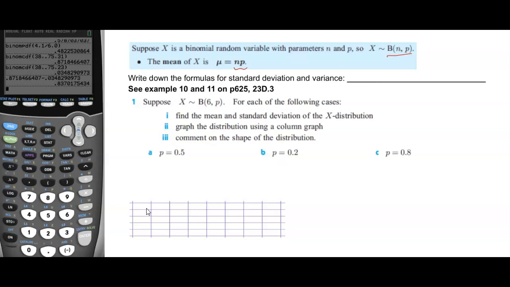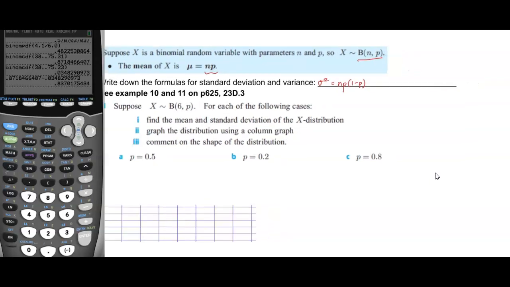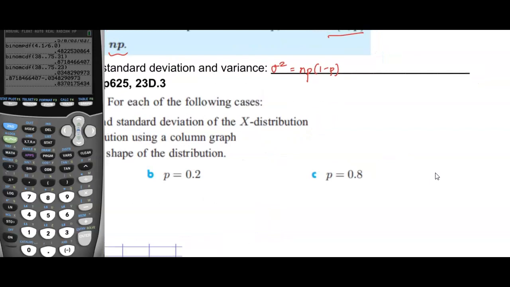Now, what about standard deviation and variance? Do we know something about that? So for variance, which is sigma squared, the formula is very similar. You just multiply an extra 1 minus p times that. And so, of course, remember that the standard deviation is the square root of variance. So we just take the square root of sigma squared, which is equal to the square root of np times 1 minus p.